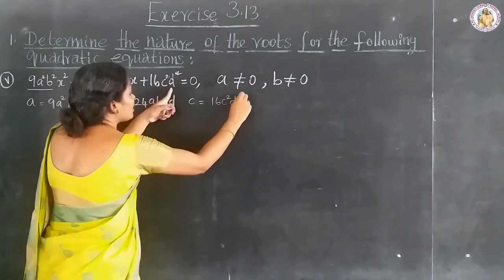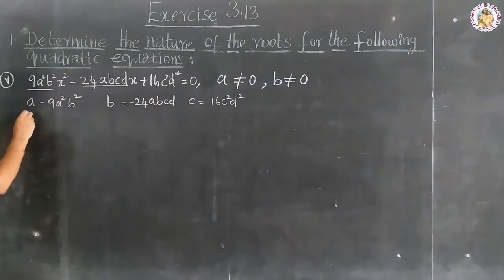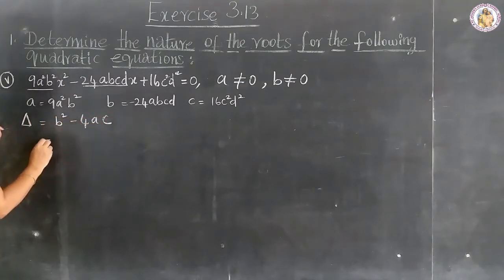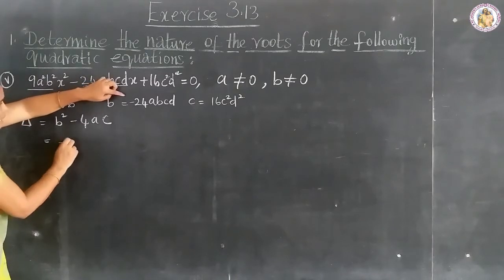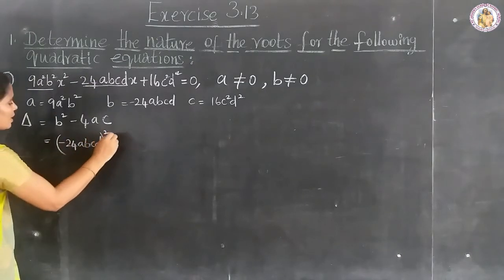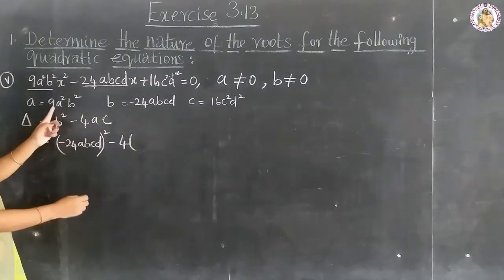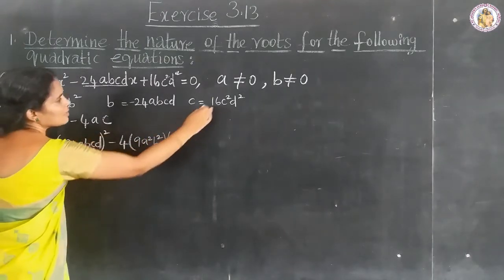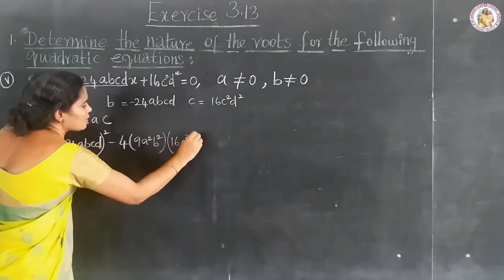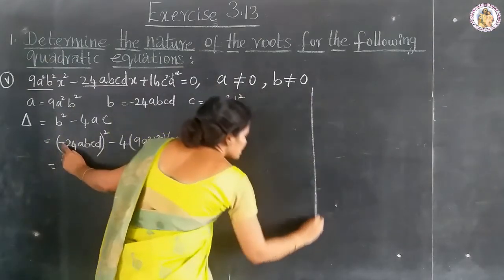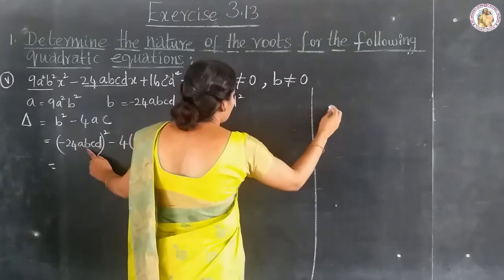And c is equal to 16c square d square. Okay, now discriminant is equal to b square minus 4ac. b square, here we have minus 24 abcd whole square minus 4a. A is 9a square b square, c is 16c square d square. The next step, 24 into 24, as it is given as minus 24 abcd square.